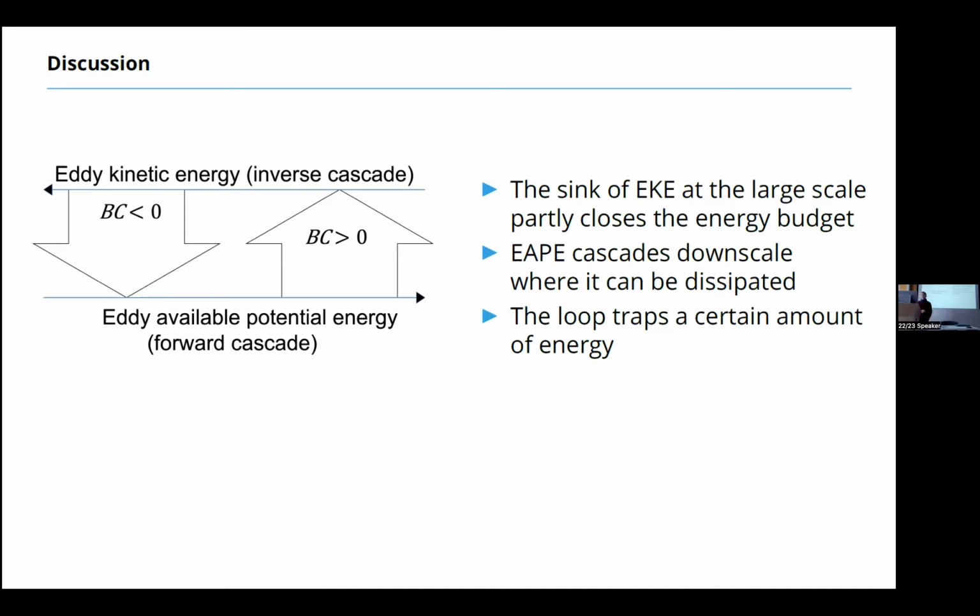So the sink of EKE at the larger scale partly closes the energy budget there. Eddy available potential energy, if it has the downward cascade, can then be more easily dissipated. So this maybe opens a pathway to dissipation. And the loop also just traps a certain amount of energy, which circulates in this loop.